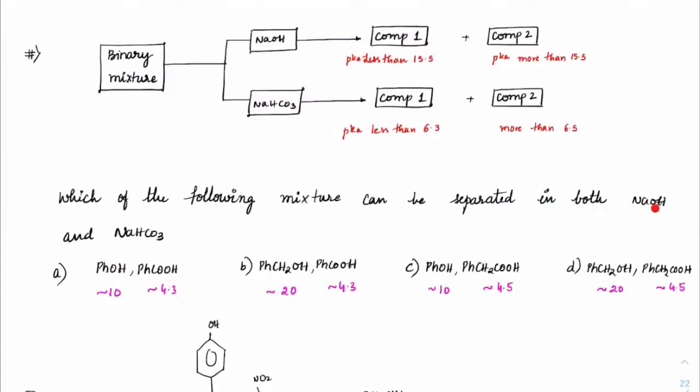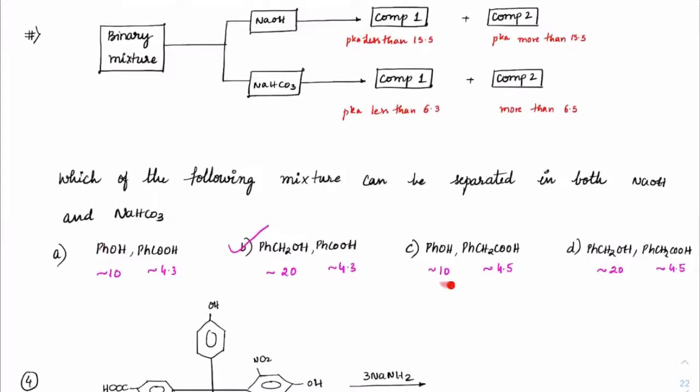But the question asked is both, in both NaOH and NaHCO3, they should be able to separate each other. So here it is only able to separate in NaHCO3, not in NaOH. So this is an incorrect answer. Check out here, PhCH2OH and PhCOOH. This is 20 and 4.3, which means when you pass it through NaOH, this won't get dissolved, but this will get dissolved. So we got separated. If you pass that to NaHCO3, this won't get dissolved and this will get dissolved. So yes, with both NaOH and NaHCO3, we are able to separate these solutions.